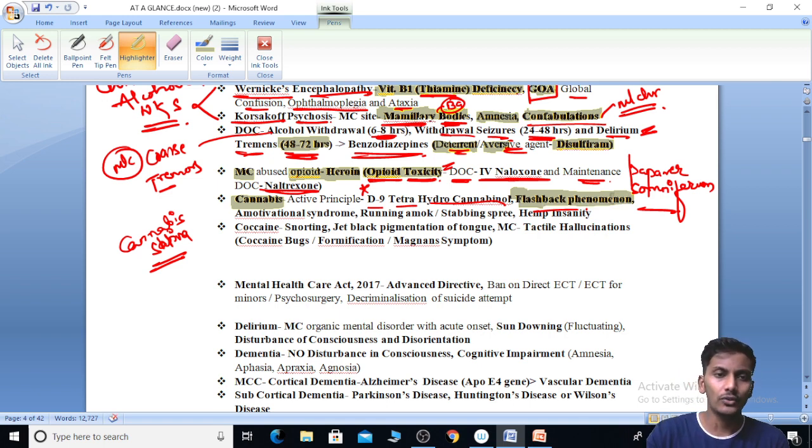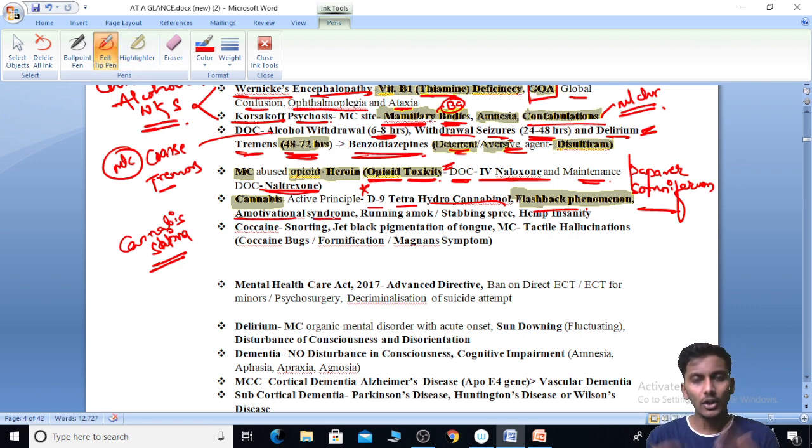Okay, the patient also experiences a motivational syndrome. There would be loss of motivation for both personal as well as professional domain. Usko kuch karne ka man nahi karega. Okay, please remember, that is known as a motivational syndrome, again associated with cannabis intoxication.